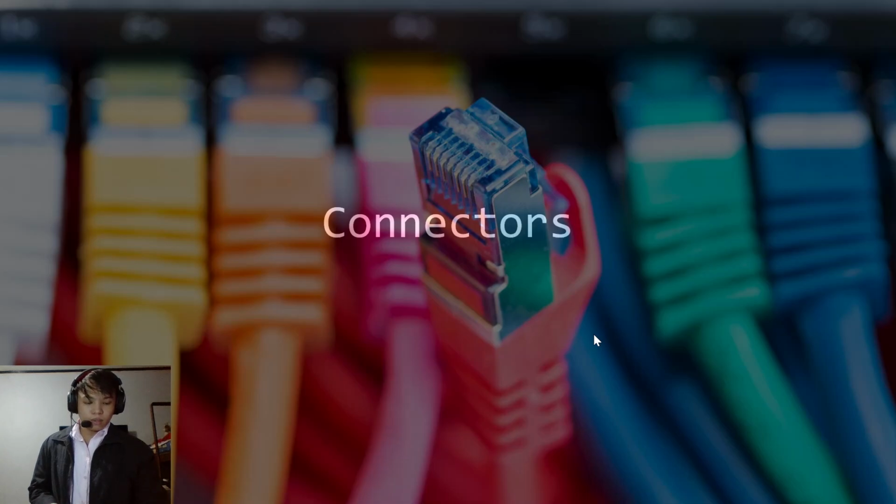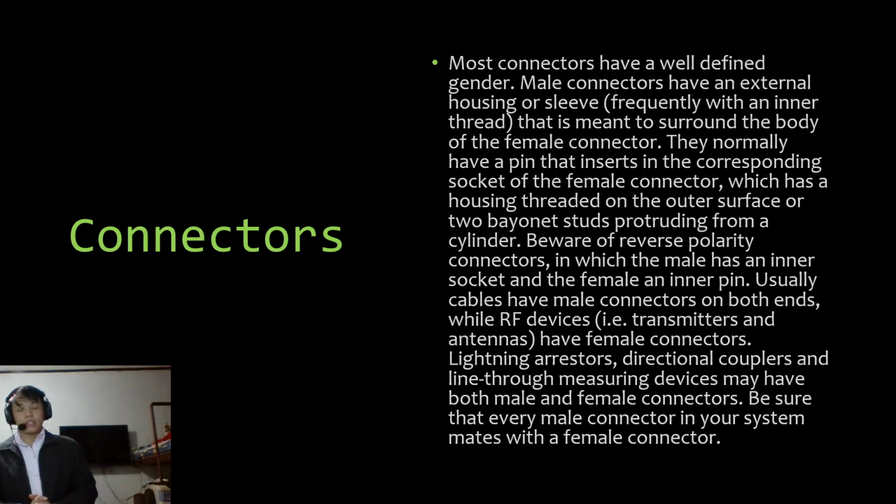So, next, the connectors. Most connectors have a well-defined gender. So, male connectors have an external housing or sleeve, frequently with an inner thread that is meant to surround the body of the female connector. They normally have a pin that inserts in the corresponding socket of the female connector, which has a housing threaded on the outer surface or two bayonet studs protruding from a cylinder.